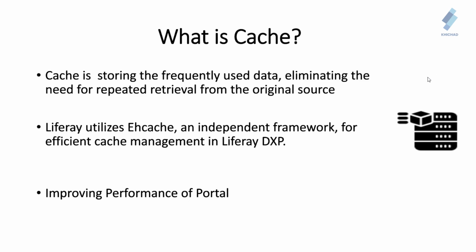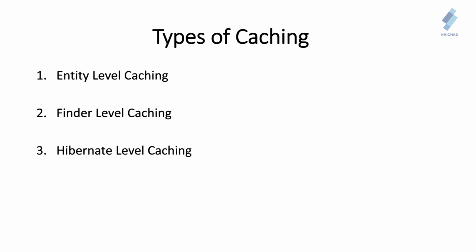Now let's discuss the types of cache. Cache has three types. First, let's talk about entity level cache. Entity level cache in Liferay works at the level of individual entities such as users, roles or other data objects. In entity level cache, the cached entities are stored in memory, typically in a distributed cache system, making subsequent access faster than fetching from the database.